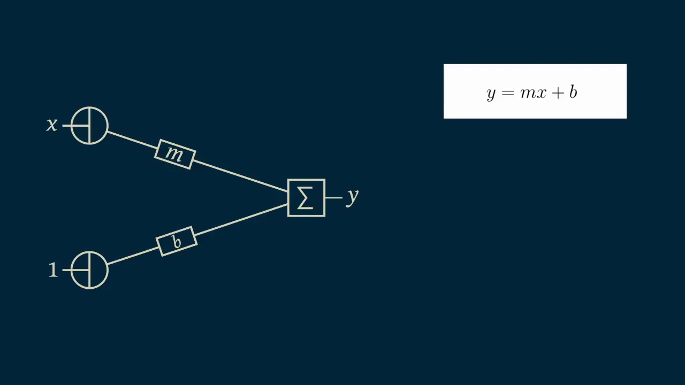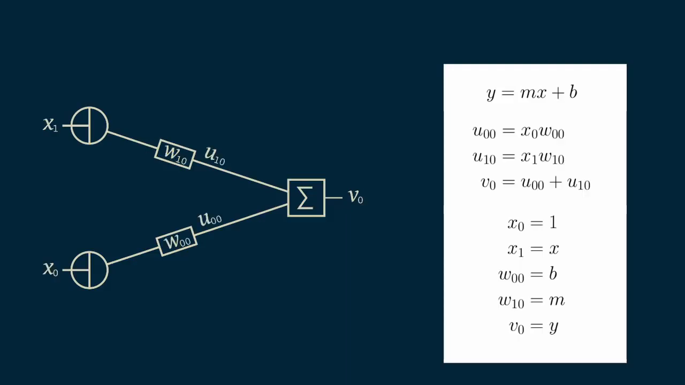On the far left, the circular symbols just indicate that the value is passed through. The rectangles, labeled m and b, indicate that whatever goes in on the left comes out multiplied by m or b on the right. And the box with the capital sigma indicates that whatever goes in on the left gets added together and spit out on the right.